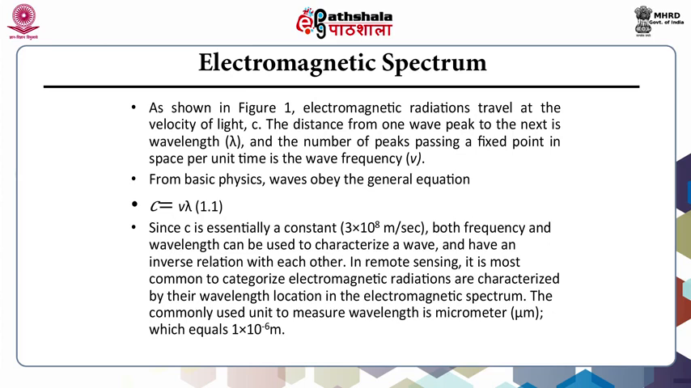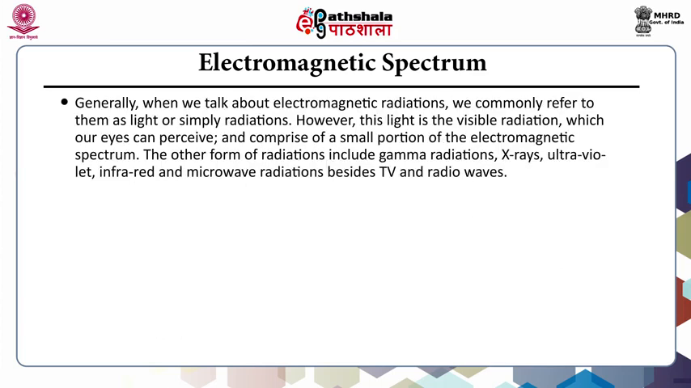In remote sensing, it is most common to categorize electromagnetic radiations by their wavelength location in the electromagnetic spectrum. The commonly used unit to measure wavelength is the micrometer. Generally, when we talk about electromagnetic radiations, we commonly refer to them as light or simply radiations. However, this light is the visible radiation which our eyes can perceive and comprises a small portion of the electromagnetic spectrum. The other forms of radiation include gamma radiations, X-rays, ultraviolet, infrared and microwave radiations besides TV and radio waves.